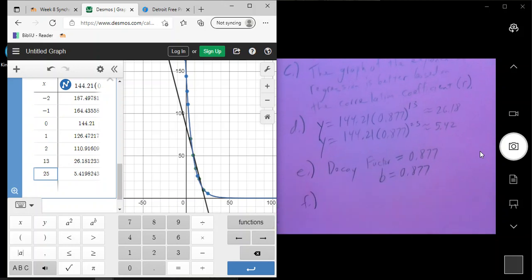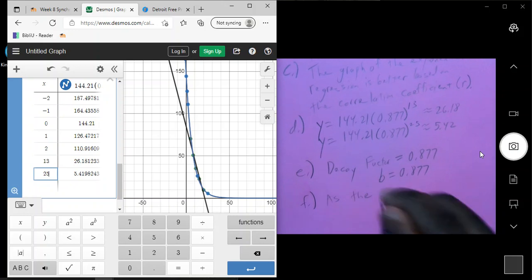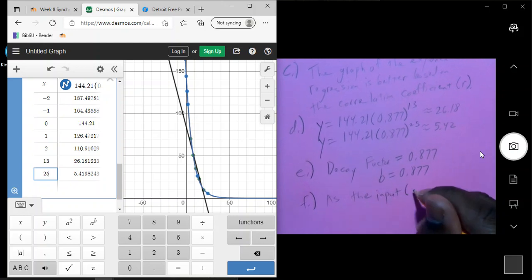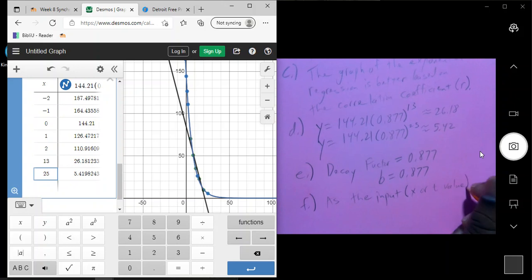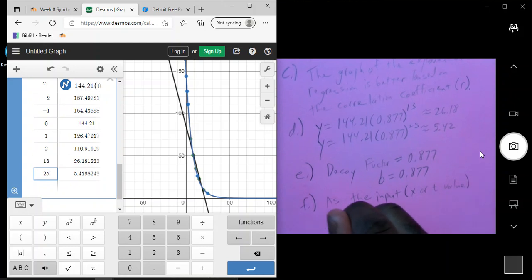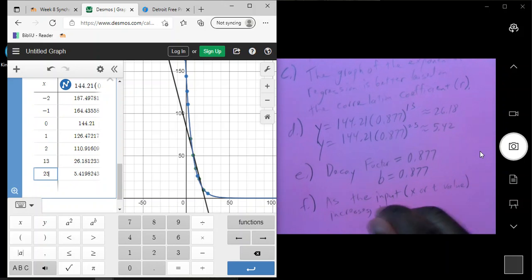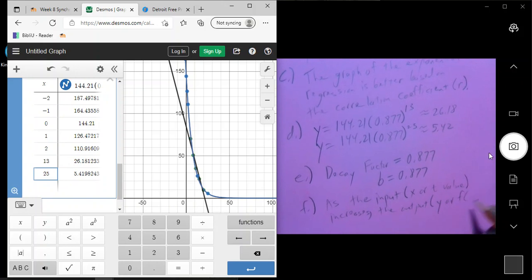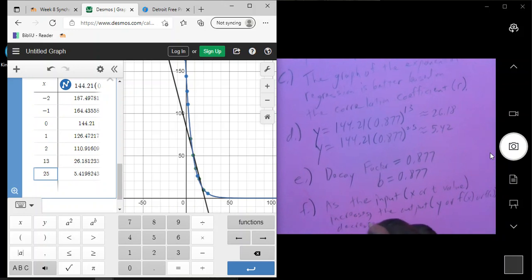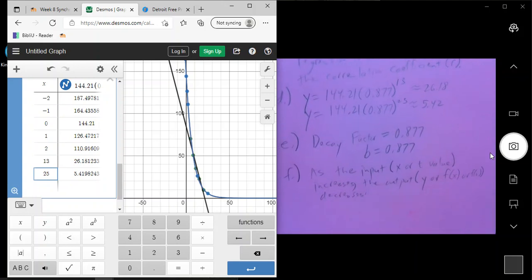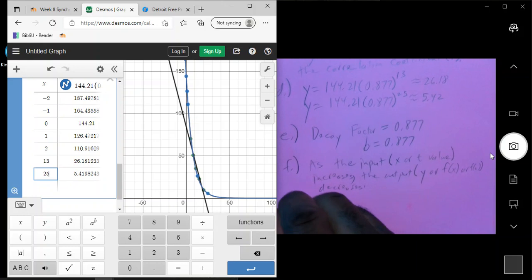It says, what does it mean that the decay factor is between 0 and 1? Basically, as the input, and then we could put in parentheses x or t value, usually it'll be x or a t value, the input increases, the output, which is usually y or some type of function like f of x or f of t, or we could do the g's as well, the output decreases.